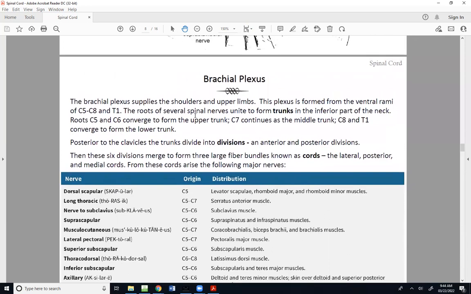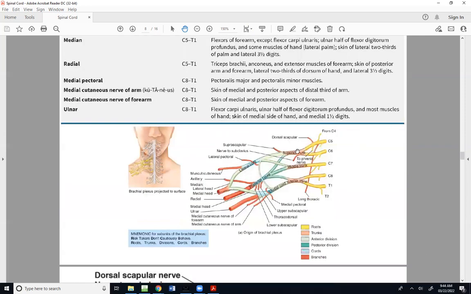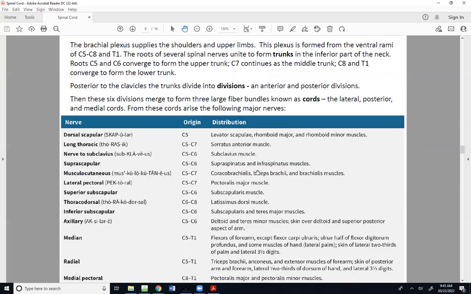The roots of several spinal nerves unite to form trunks in the inferior part of the neck. Root C5 and C6 converge to form what we call the upper trunk. C7 is the middle. C8 and T1 converge to form the lower trunk. And those are shown here in this peach shaded color, okay?